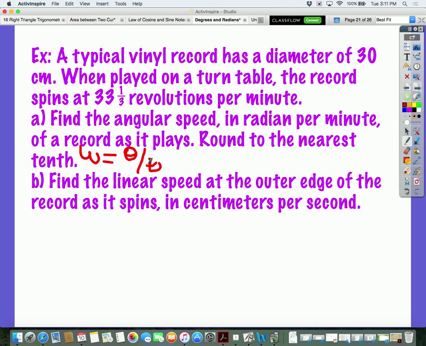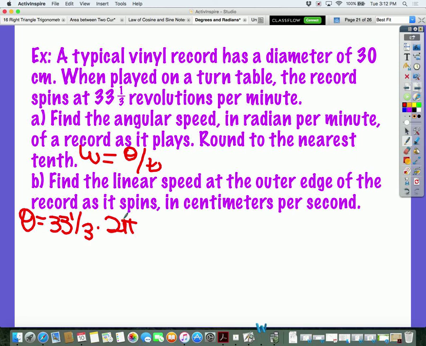Okay, revolutions per minute. It's going around 33 1/3 times in 1 minute. Okay, 360 times 33 1/3. Close. It's measured in radians, so not 360, but 2 pi. So to find theta, you are going to take your revolutions per minute and multiply that by 2 pi to get the actual angle, because it's going around that many times in 1 minute. So to figure out what that angle is, you multiply that by 2 pi.